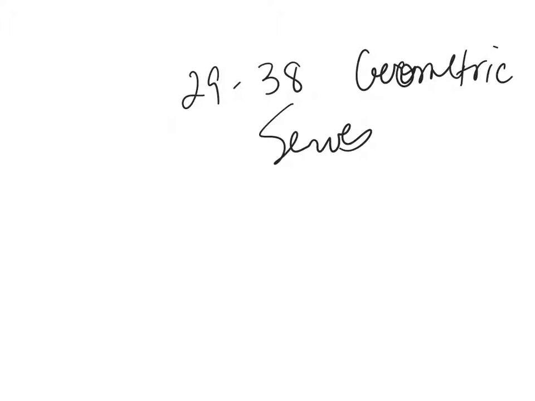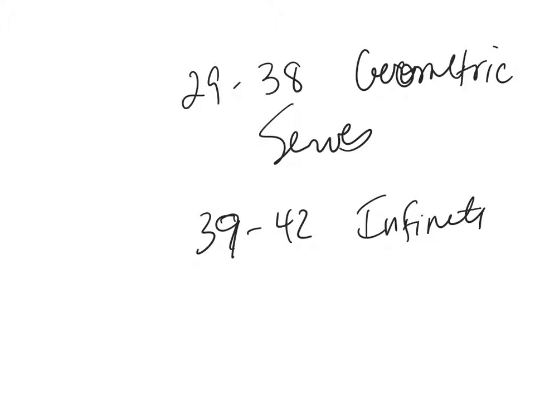And then numbers 37 to 42. No, not 37. 39 to 42 is infinite geometric series. So remember, you're only going to use that S equals A1 over 1 minus R for the infinite ones. Make sure it's possible first. If it has to be a bottom-heavy fraction, R needs to be bottom-heavy.